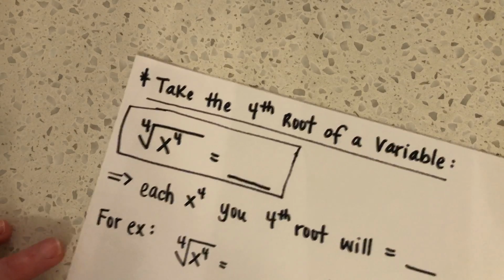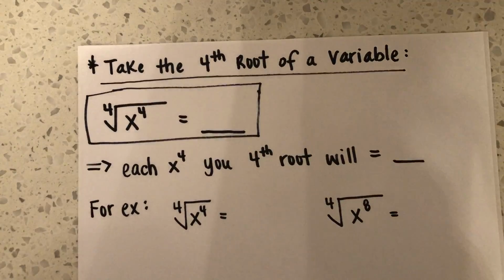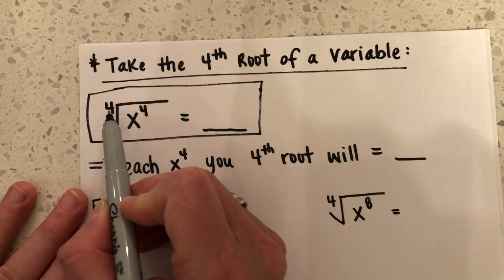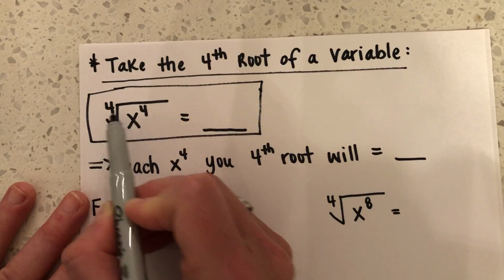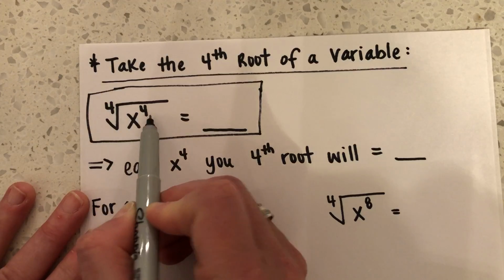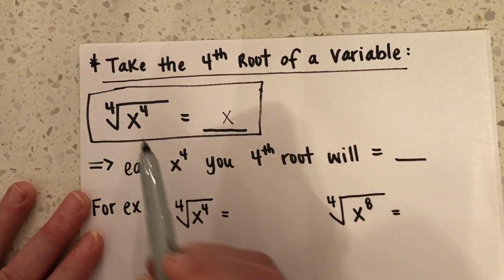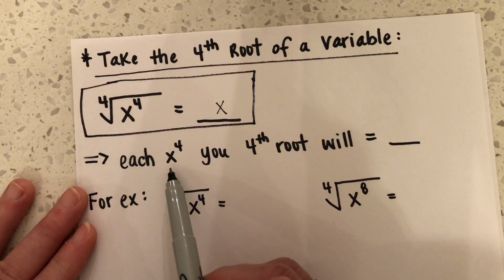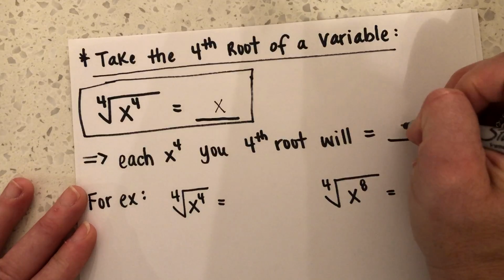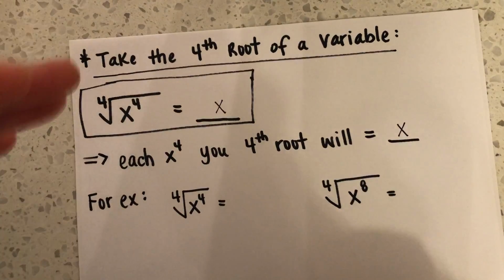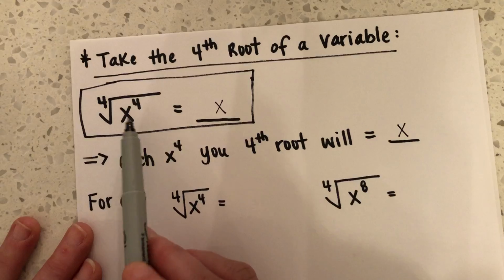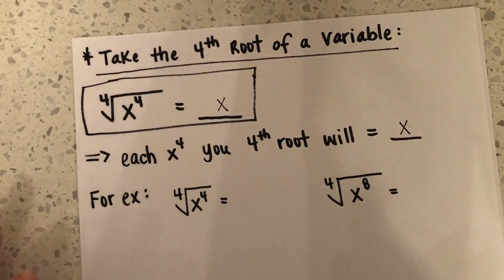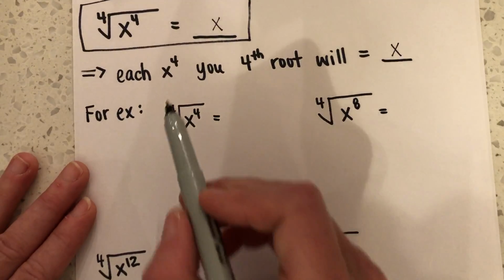All right, perfect. Okay, well, what about when you take the fourth root of a variable? Well, again, I hope you know after seeing the square roots and the third roots what we do when we take the root of a variable. But here we go. The fourth root of x to the fourth. The fourth root and the fourth power cancel each other out, and it leaves you with just x. So the fourth root of x to the fourth is x. So that means each x to the fourth, you fourth root, will equal an x. So that's your key when you want to take the fourth root of something. You want to see how many x's to the fourth you can break it up into. All right? So look here. Let's say we took the fourth root of x to the fourth.